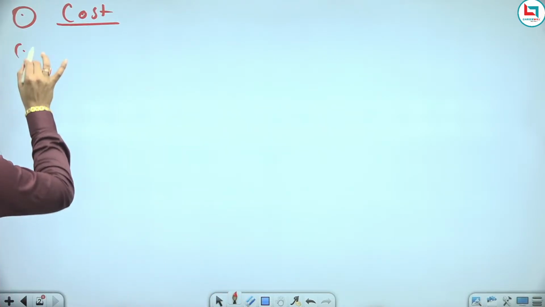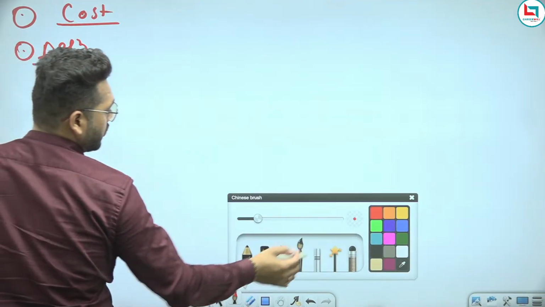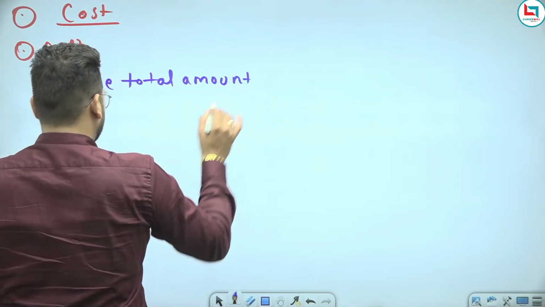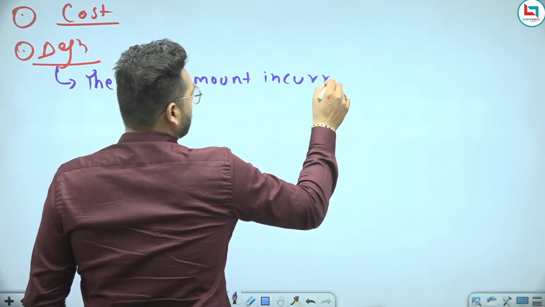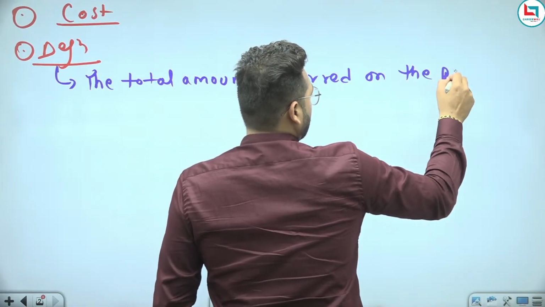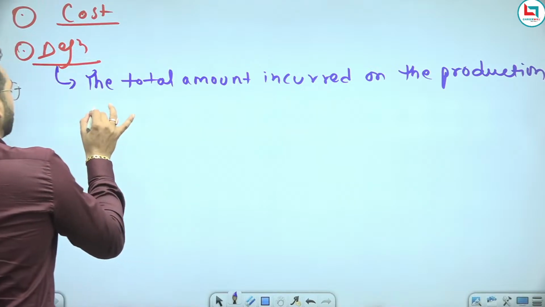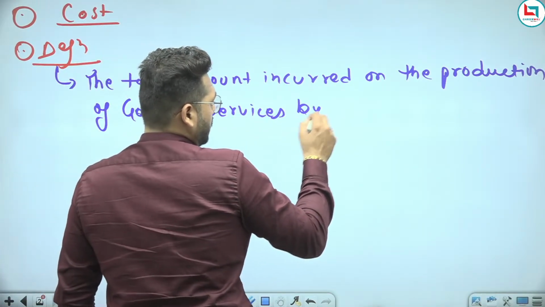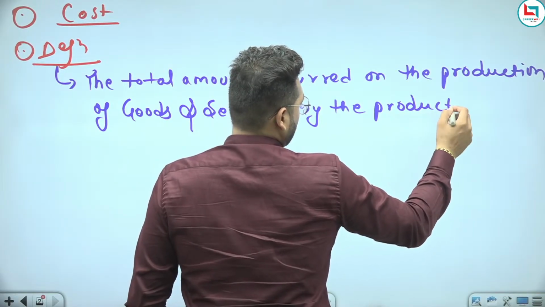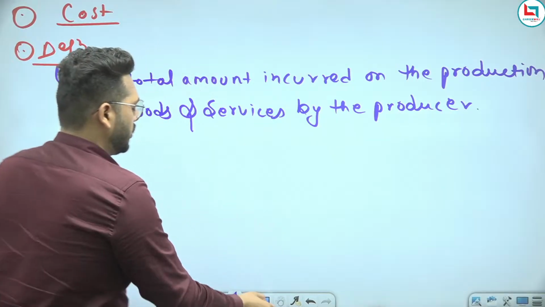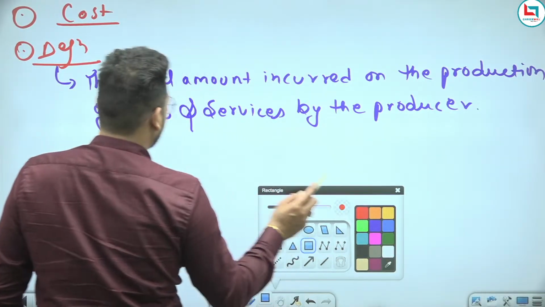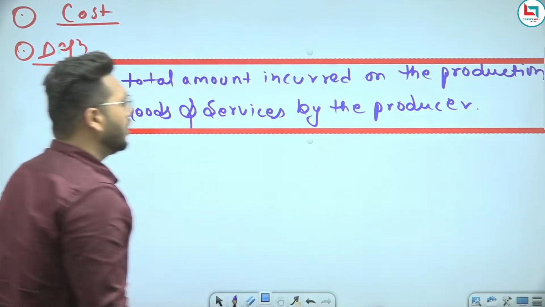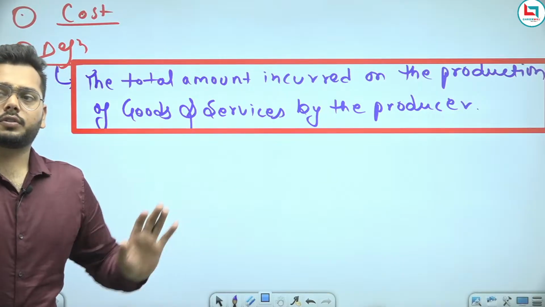So what do you mean by cost? You can write this definition: the total amount incurred on the production of goods and services by the producer. This is what is called cost, right?